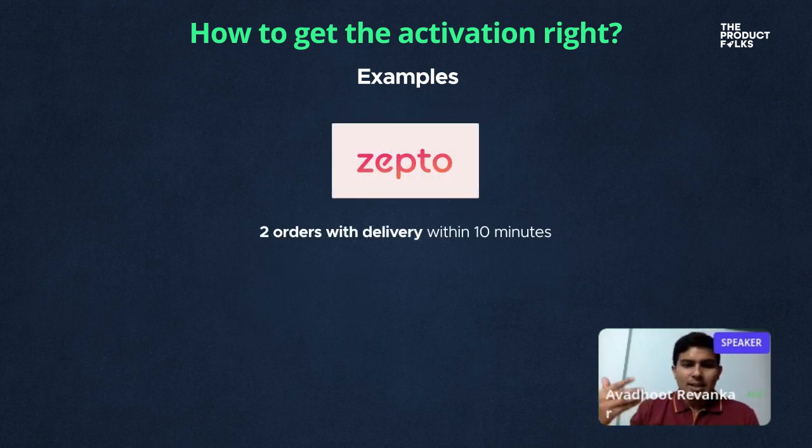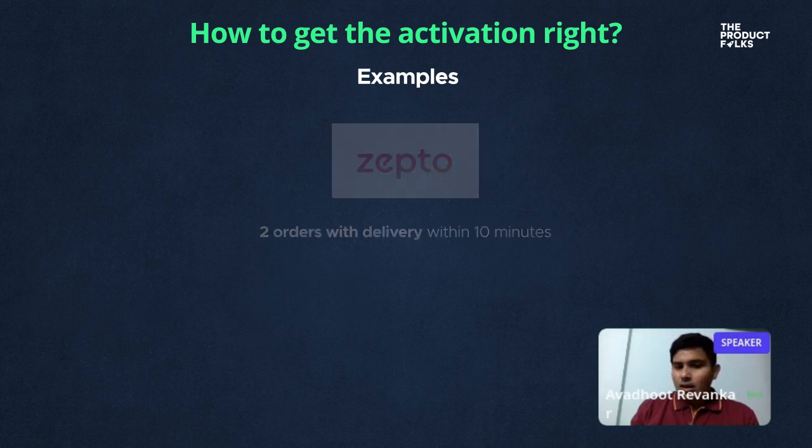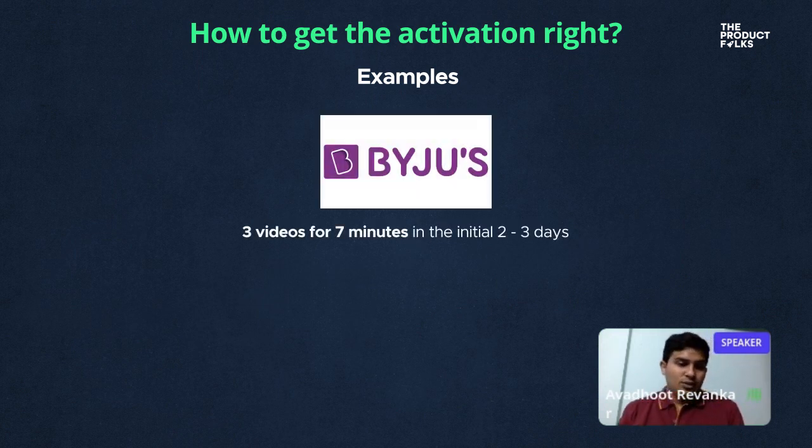Same for Zepto, they would say more than 2 orders with delivery within 10 minutes, because that's what their commitment is. Which is where the delivery time also becomes an important component of measuring activation. Baiju says about 3 videos for 7 minutes in the initial 2-3 days, if that's what's being consumed by the child, and in a lot of cases the parents along with the child, is what they treat as their activation metric.